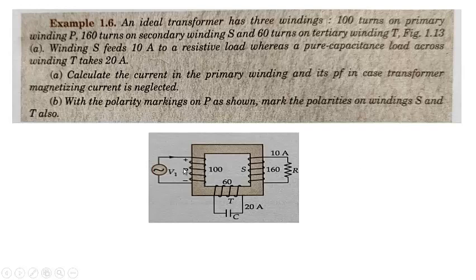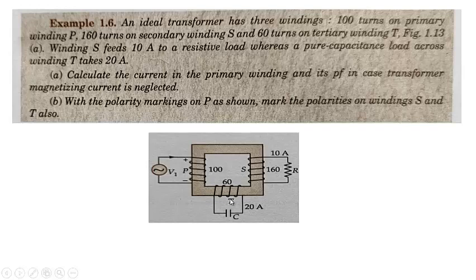That means the total current in the primary will be equal to 16 + 12j. The total current will be the square root of 16 squared plus 12 squared, which is equal to 20, and the power factor will be R by Z, that is the real part by the total magnitude, which is 16 by 20, that is 0.8, and the power factor will definitely be leading.